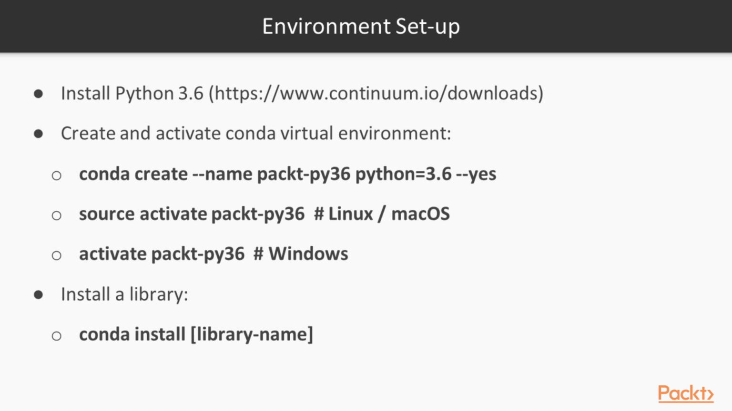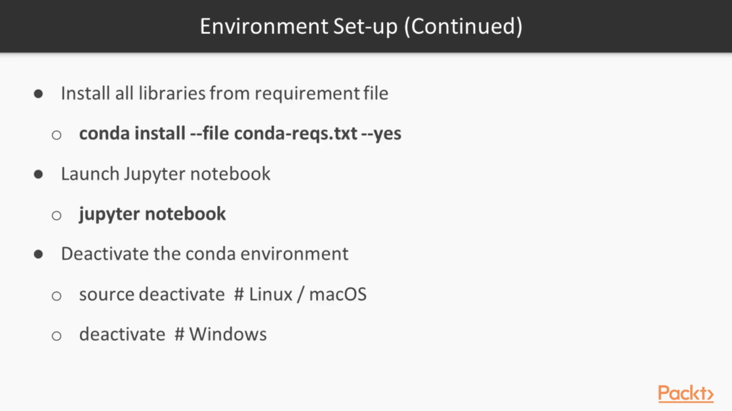Once the environment is created, you need to activate the environment, and the procedure is slightly different between Unix on one side and Windows on the other side. After activation, the environment name should be clearly visible in your prompt. At this point, you can install all the libraries you need using the command conda install followed by the library name. To make your life easier, all the library dependencies for this course are listed in a single file, so you don't need to install them one by one. Simply using the conda install command with this conda requirements.txt file will install everything.